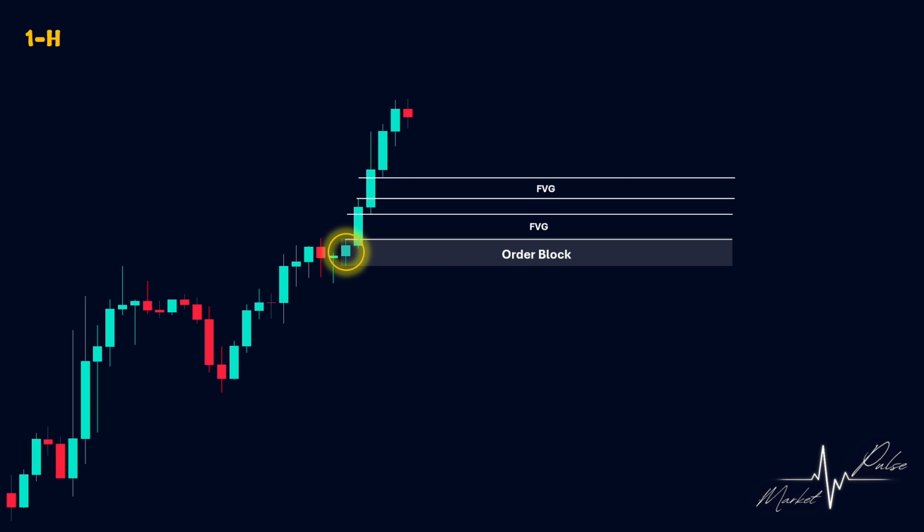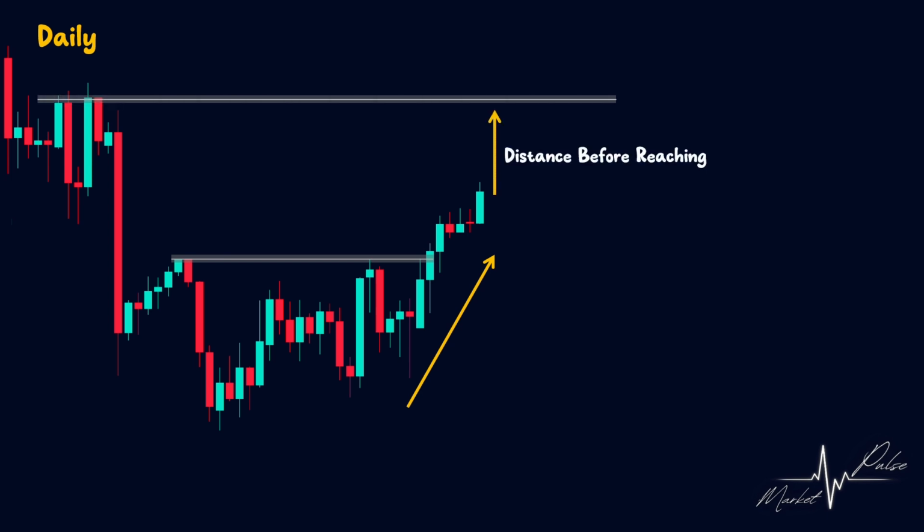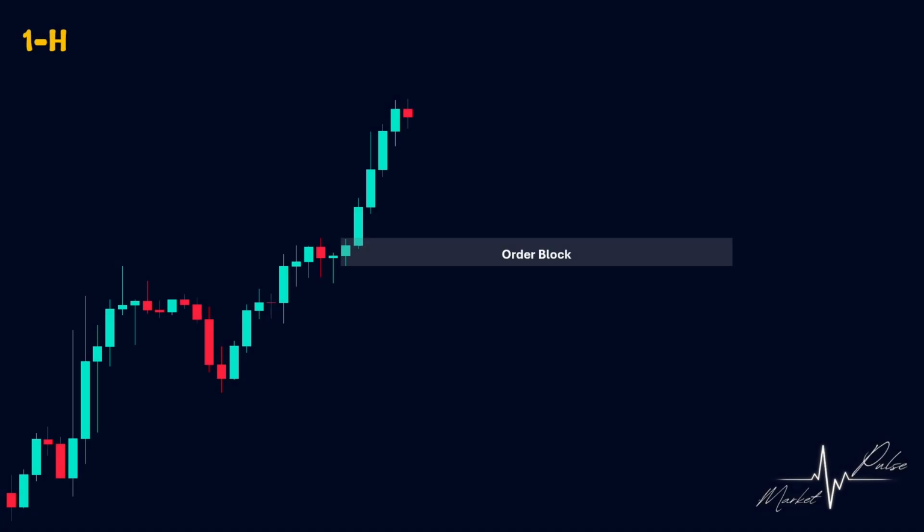But first, let's check the higher time frame to see if our analysis aligns with the bigger picture. On the daily time frame, we can see that the market has recently broken above an important resistance level, indicating that buyers are in control. Additionally, there is still plenty of space before reaching the next significant level ahead of the price. Therefore, our 1-hour analysis aligns with the daily time frame. Now, back to the 1-hour chart. As I mentioned earlier, we need to wait for a pullback to enter the order block zone and then zoom into the lower time frames to look for confirmation of an upward reversal.